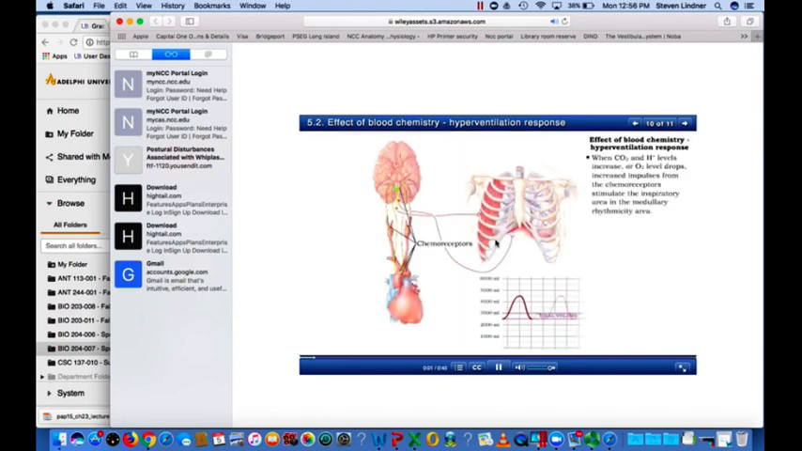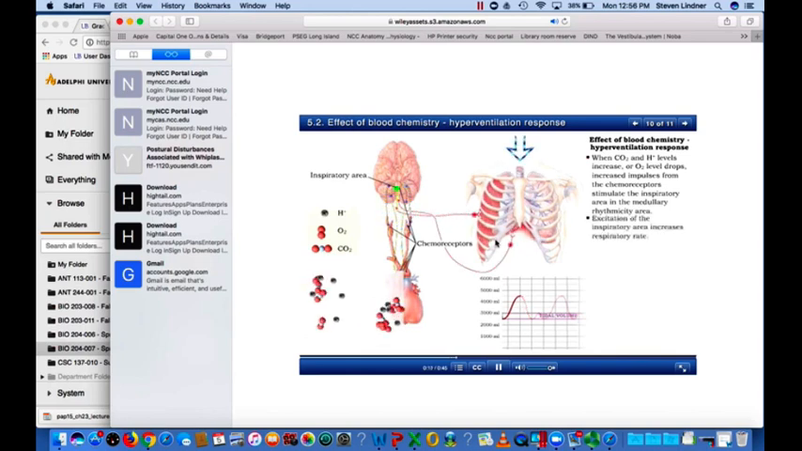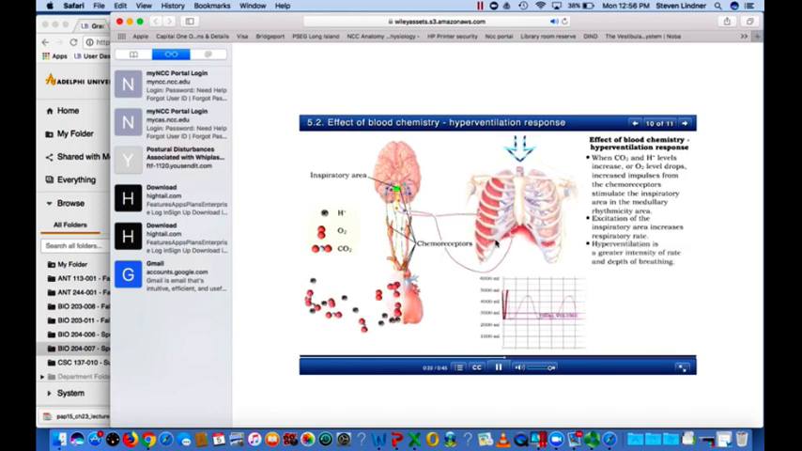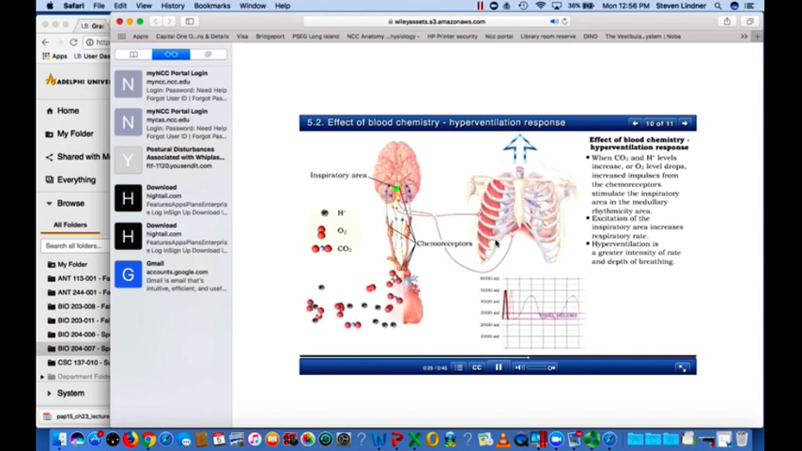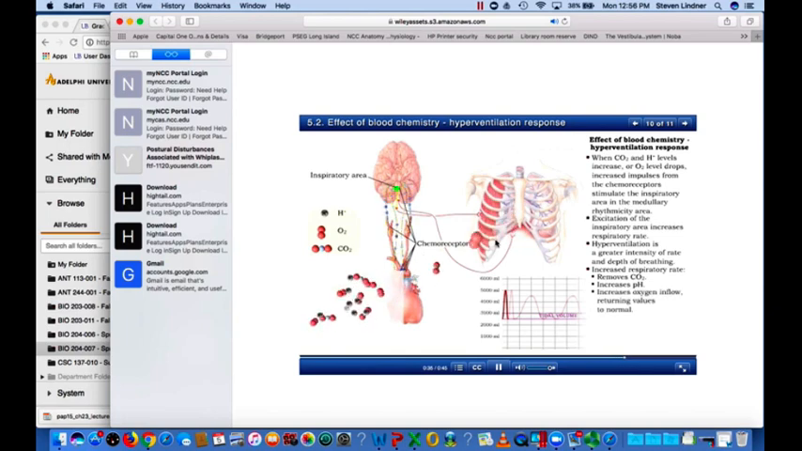When carbon dioxide and hydrogen ion levels increase, or oxygen level drops, increased impulses from the chemoreceptors stimulate the inspiratory area in the medullary rhythmicity area. Excitation of the inspiratory area increases respiratory rate. A greater intensity of rate and depth of breathing is known as hyperventilation. Increased respiratory rate removes carbon dioxide, thereby increasing pH, and increases oxygen inflow, returning values to normal.